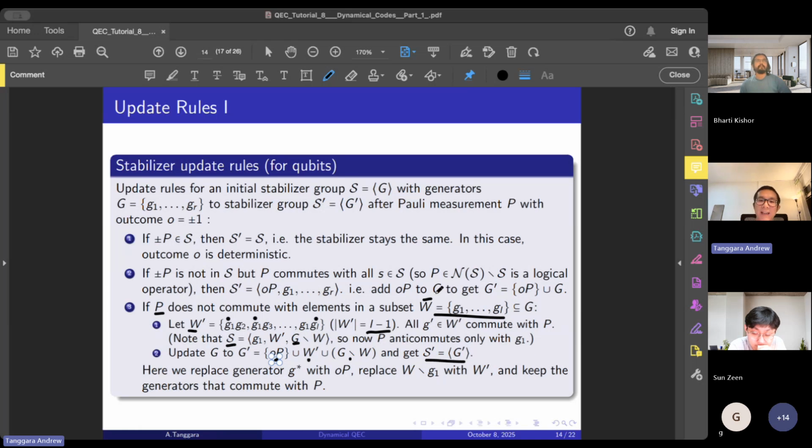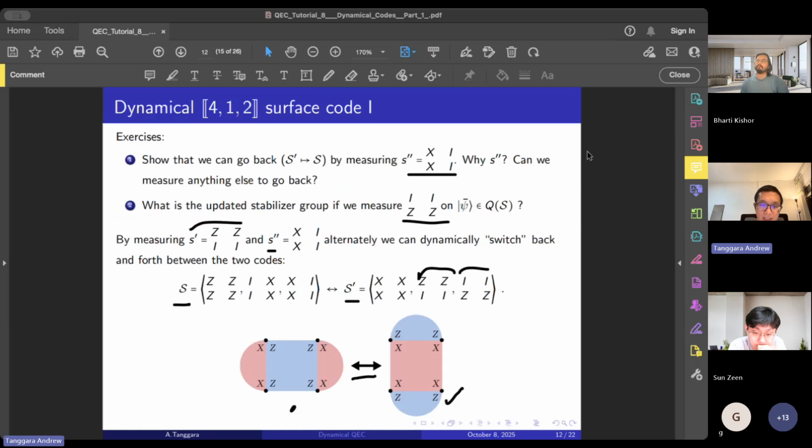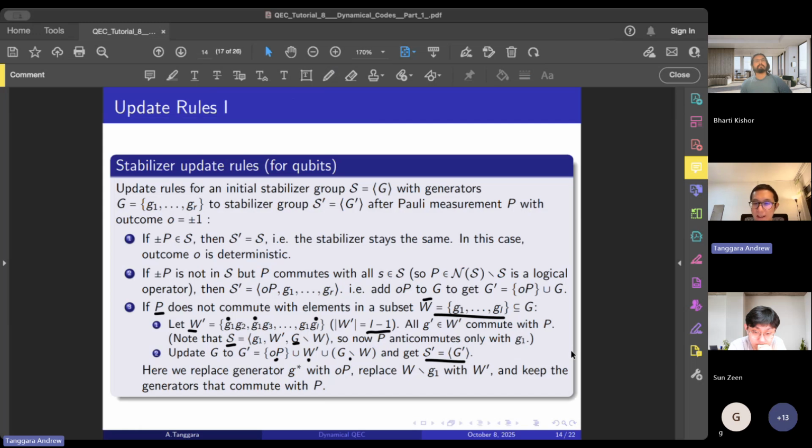So that's basically what we did. If you remember, we multiply this x with this xx. So now it commutes with this ZZ measurement, right? But individually they don't commute with this ZZ, right? So that's basically what this rule 3 is doing in a more general way.